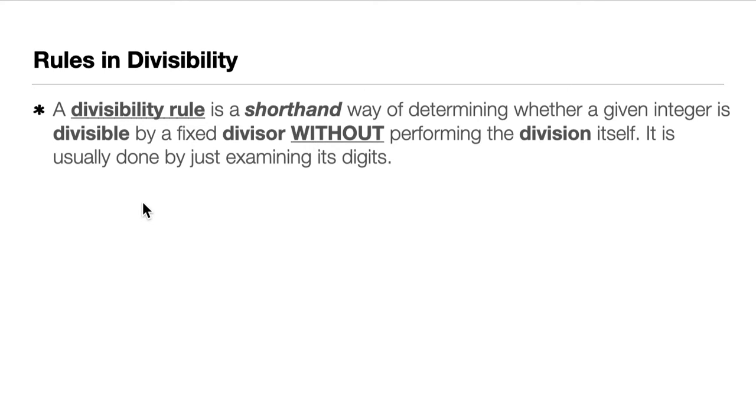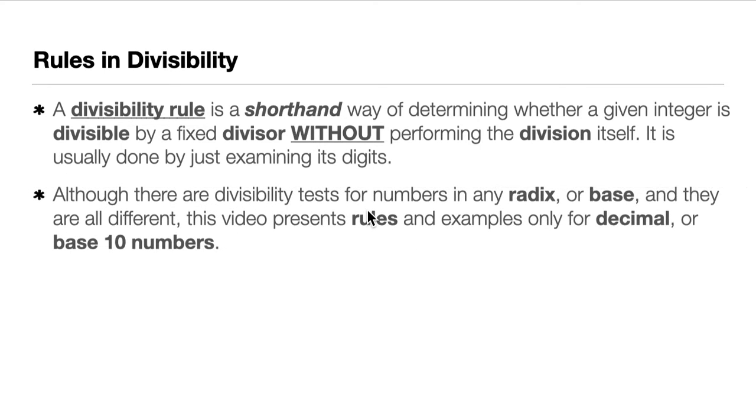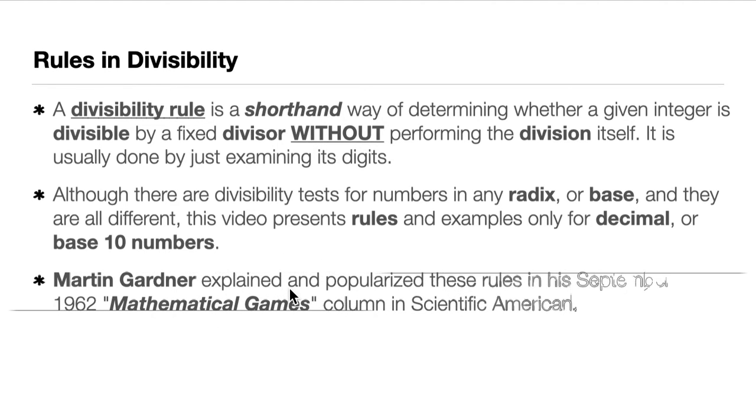It is usually done by just examining the digits themselves. Although there are divisibility tests for numbers in any radix or base, and they are all different, this video presents rules and examples only for the decimal, or Hindu-Arabic, base 10 numbers. Who started it all? It was Martin Gardner. He explained and popularized these rules in his September 1962 Mathematical Games column in the Scientific American journal.